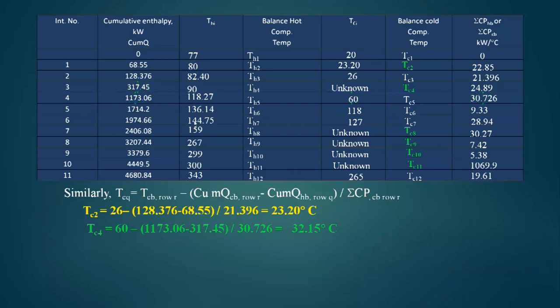So, for the second, these are the values which will be used now, 60 minus, we are computing this unknown value, that is TC4. So, this is 60 minus this cumulative value, then minus this value, then divided by the value of summation Cp in this row. So, the calculated temperature is 32.15, it moves to here. Similarly, these four values are also computed and filled up.